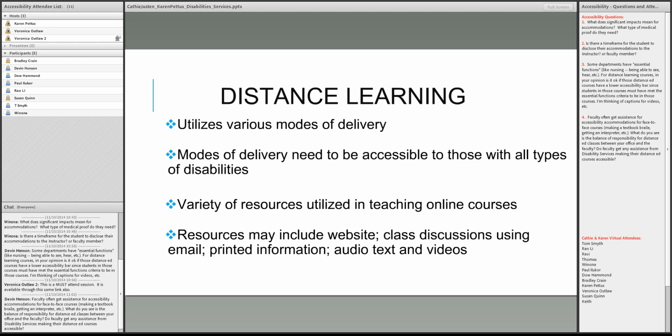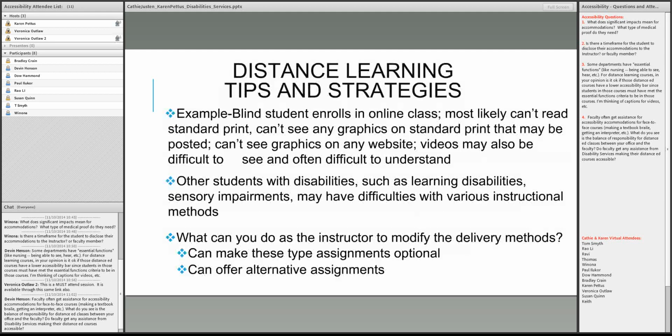Exactly. So what are some of the things that you might run into when you are planning a course, and once you have students enrolled in your course? On our campus, we have a student who is deaf and blind who is taking the master's program in library and information science, which is a program that is offered predominantly online.